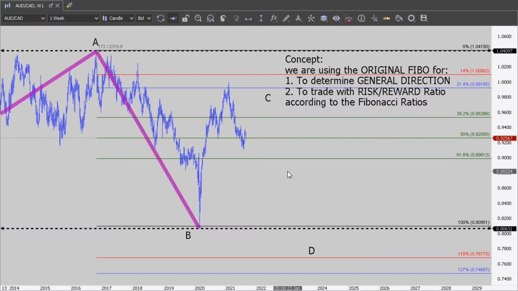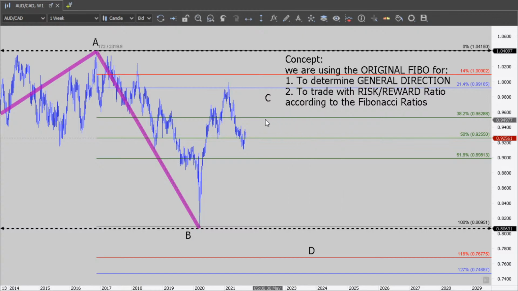We are using the original Fibonacci for number one, to determine general direction, number two, to trade with the risk-reward ratio according to the Fibonacci ratios. Okay, so this is the most recent Fibonacci on AUD weekly chart.